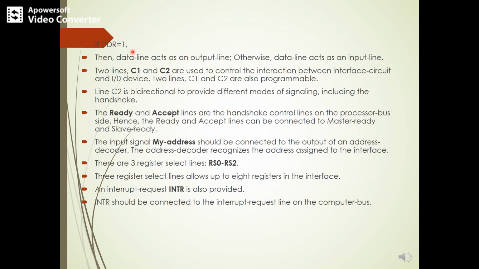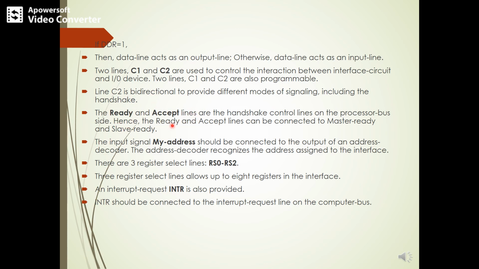So if DDR is equal to 1, then the data line acts as an output line. Otherwise, the data line acts as an input line. We have two control signals, C1 and C2, used to control the interactions between the interface circuits and I/O devices. These two lines C1 and C2 are also programmable. The line C2 is bidirectional to provide different modes of signaling, including handshake signals.